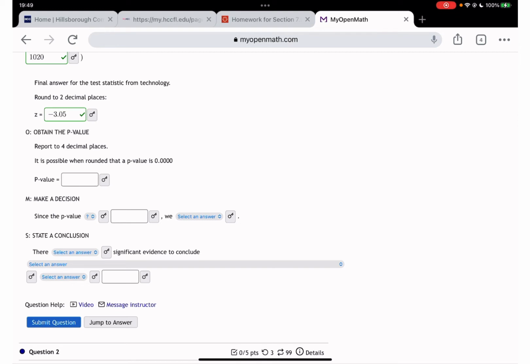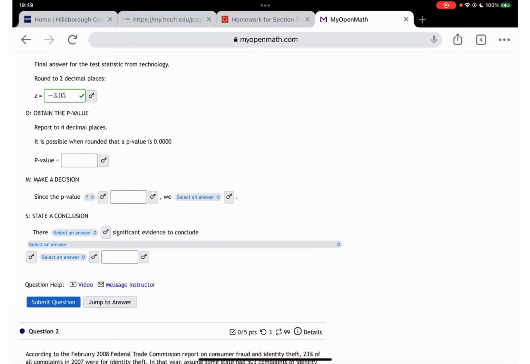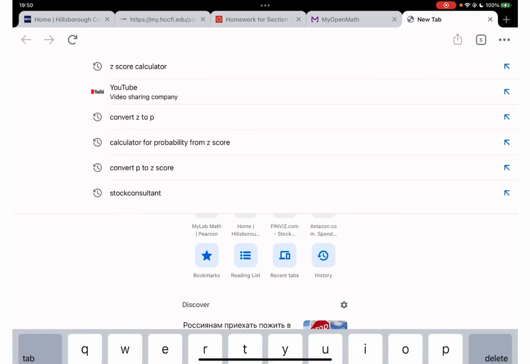Next, we need to obtain the p-value. You can learn about the p-value in the lecture. I already placed the link to the lecture under the 7.1 homework. A p-value is a probability matching the z-score. So if we look at the p-value from the table or from the calculator, let me see.